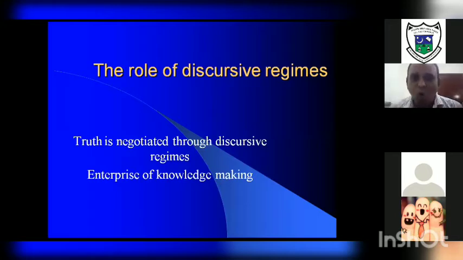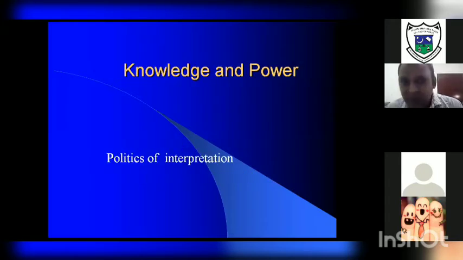Hence, the whole process of knowledge making is influenced by discursive regime. This is a foundational understanding of interpretive linguistics. This understanding was advanced by Michel Foucault. And then knowledge and power, the politics of interpretation. As you all know, the teachers teaching in different places, you understand this. Whatever we interpret, there is a politics of interpretation.